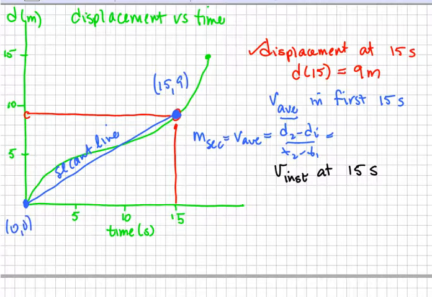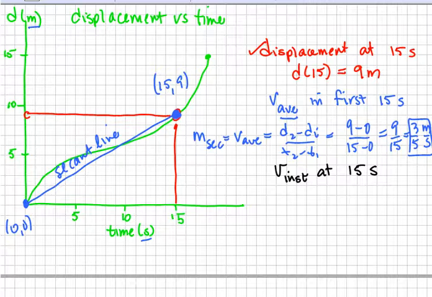So that means my average velocity is 9 minus 0 divided by 15 minus 0, or 9/15. If I reduce that, it's 3/5, and it would be measured in meters per second, because the displacement is measured in meters and the time is in seconds. So in order to find the average velocity, you take the secant line and you find the slope. There is no calculus involved.